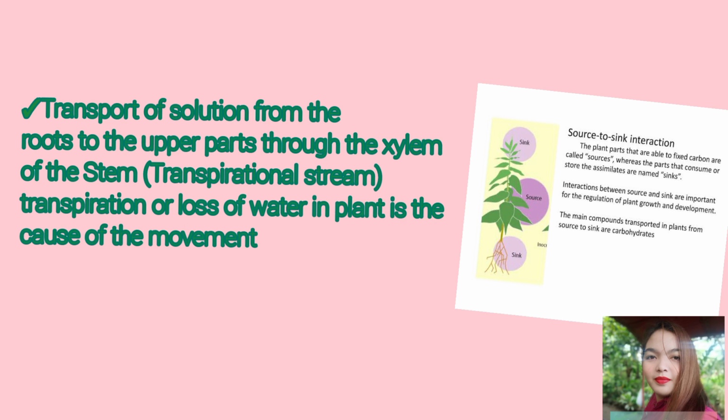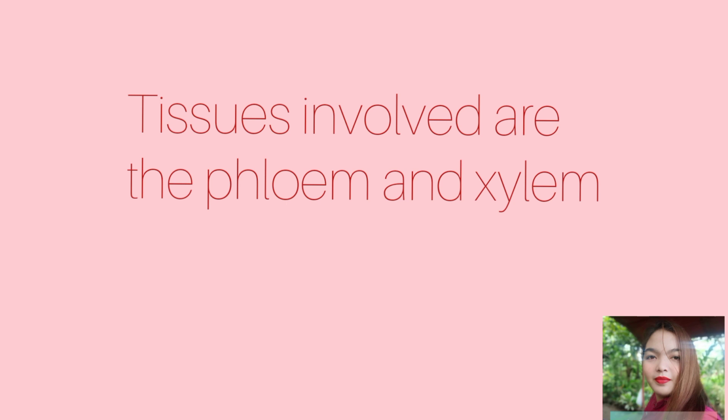For the fourth one, it is the transport of solutes from the roots to the upper parts through the xylem of the stem, which is the other term for the transpirational stream, where transpiration, or the loss of water in the plant, is the cause of the movement. And for the fifth one, the tissues involved are the phloem and the xylem, also called the vascular bundles or the vascular tissues.